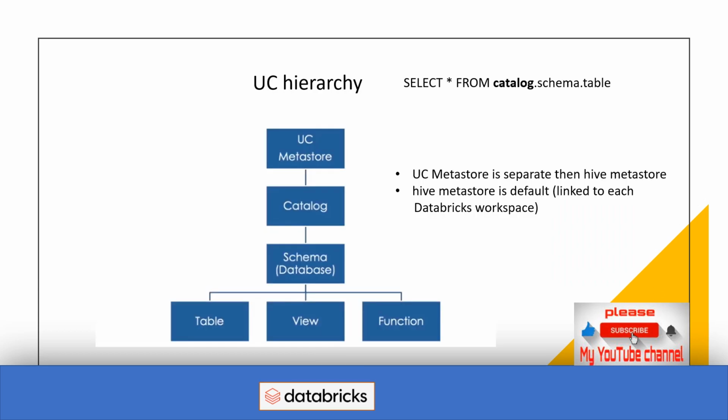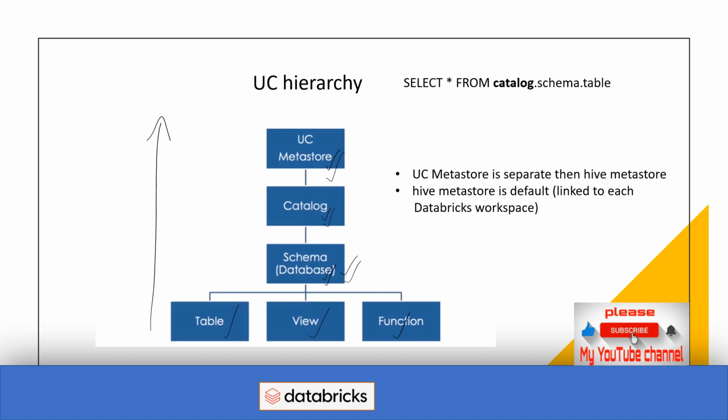Now, before we understand the architecture, let's understand the hierarchy, how it works. We'll go with a bottom-up approach. Think this way: we have a number of tables, views, and functions. They are attached to one database, suppose, and we can say schema. This schema is attached to the catalog. So multiple databases or schemas can attach to one catalog, and multiple catalogs can connect with the Unity Catalog metastore.